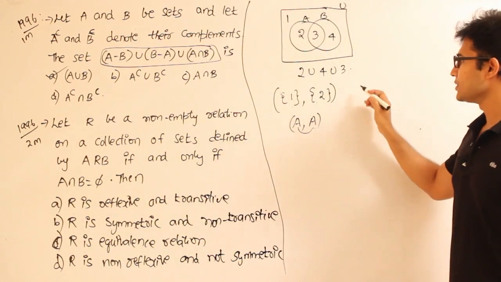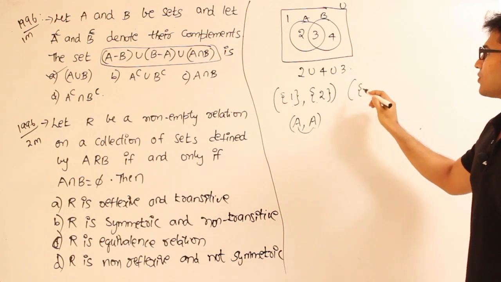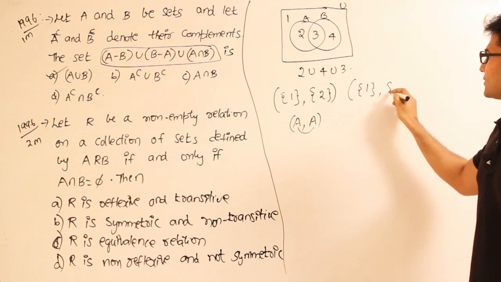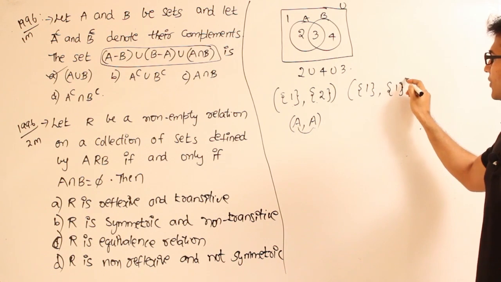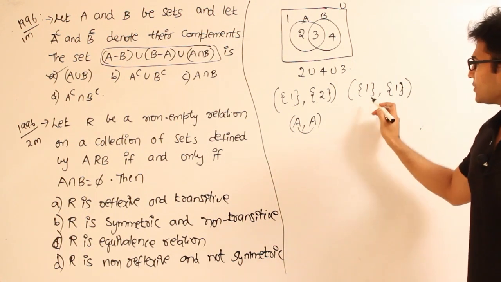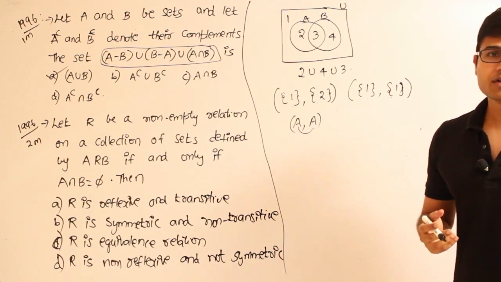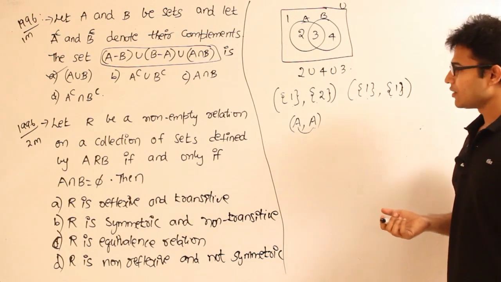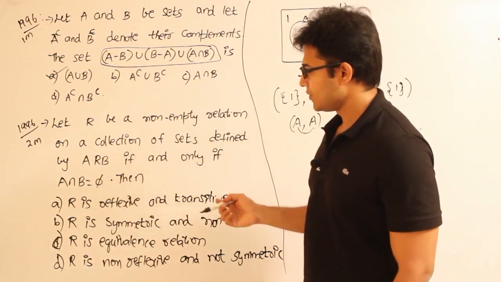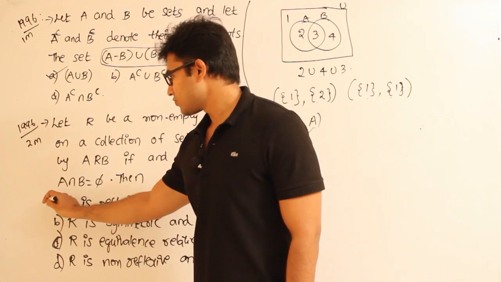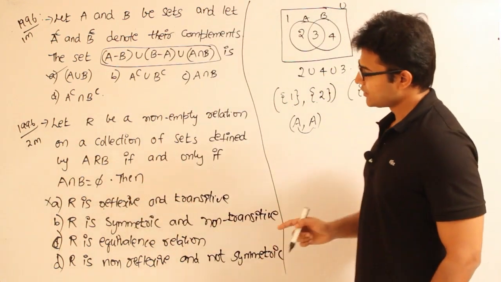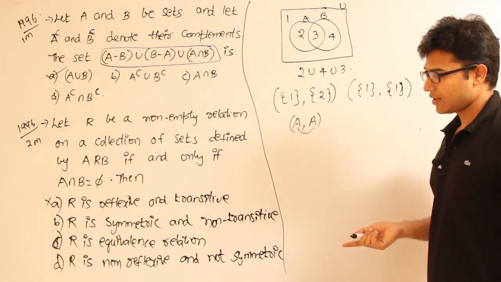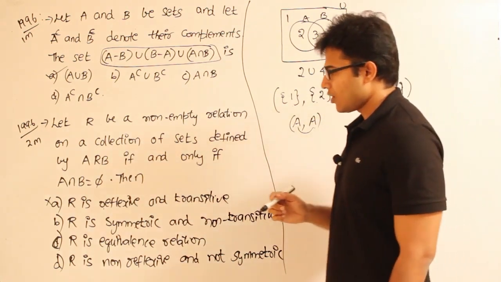So what I mean to say is, you will never have elements of type like this, a set containing 1 and a set containing 1. Why? Because if we take the intersection, it is not equal to ϕ, right? Therefore it is not reflexive. So if it is not reflexive, then option A is false. Now is it transitive or not? We shall see if it is required. Therefore A is false. Now what is the second one?